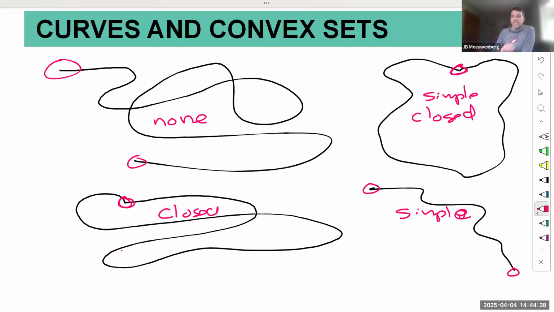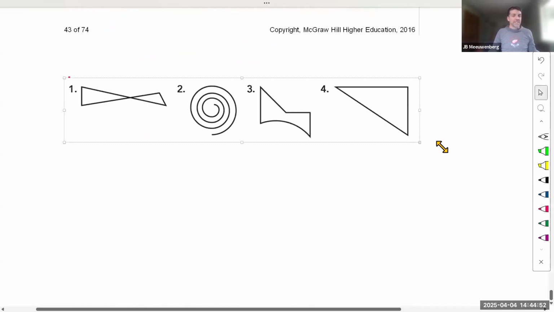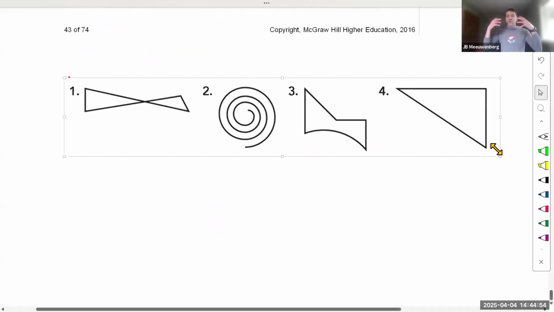Okay, so simple means it doesn't cross itself. Simple closed means it doesn't cross itself and it ends where it started. Closed means it ends where it started, but it crossed itself. And if it crosses itself but does not end where it started, then it's none of those three. So here, go ahead and try to classify these four as one of those three that I just mentioned.